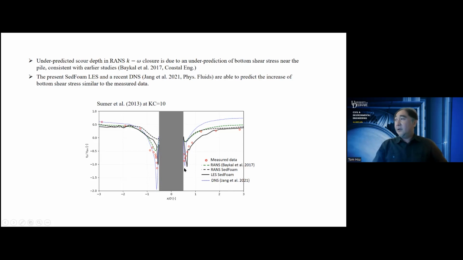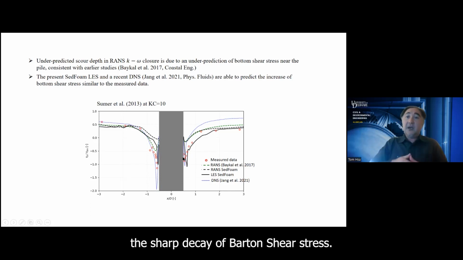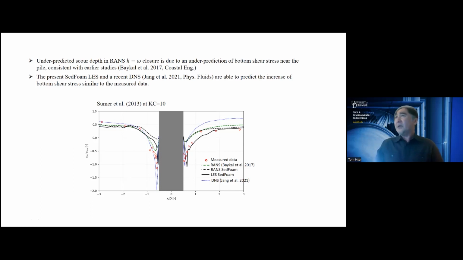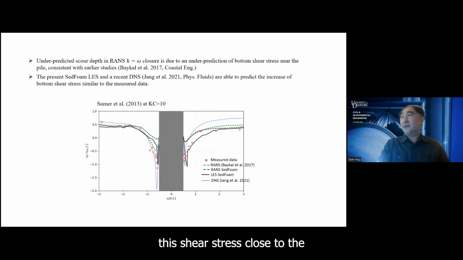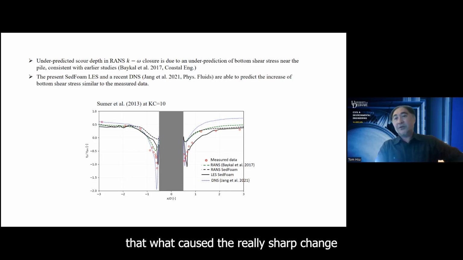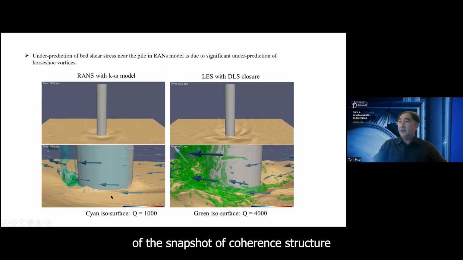once you start resolving the turbulent coherent structure, you can actually capture the sharp decay of bottom shear stress. So you get a hint that, yes, the RANS model underpredicts this shear stress close to the structure. Probably that's the reason leading to an underestimate of the scour hole. But the question is, what caused that really sharp change of bottom shear stress? Just looking at a visualization of a snapshot of the coherent structure, you see why.